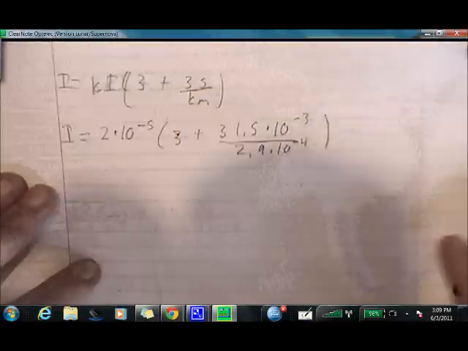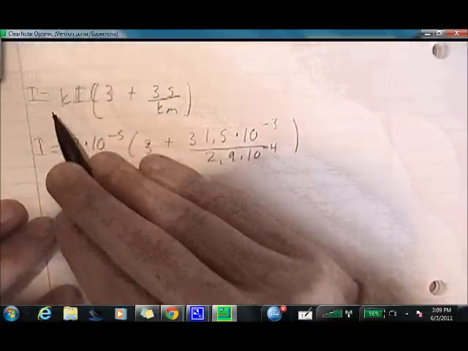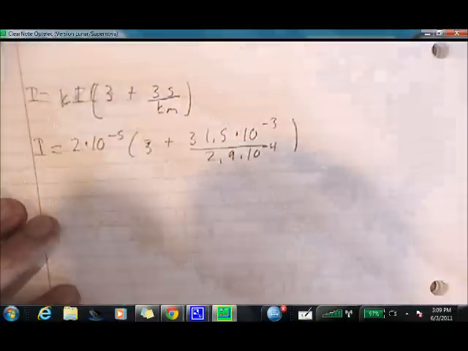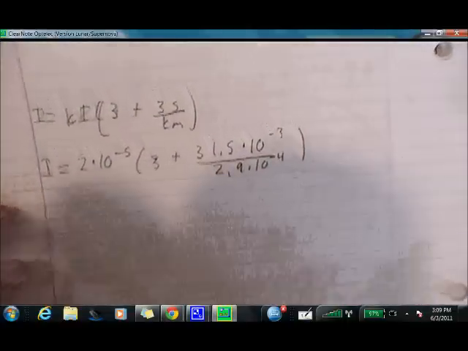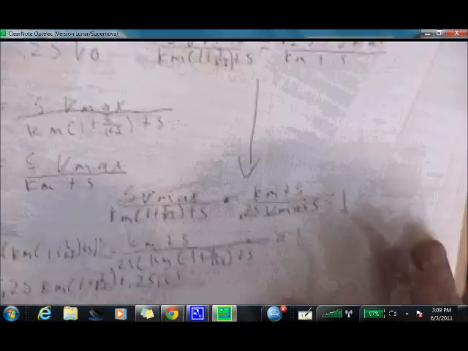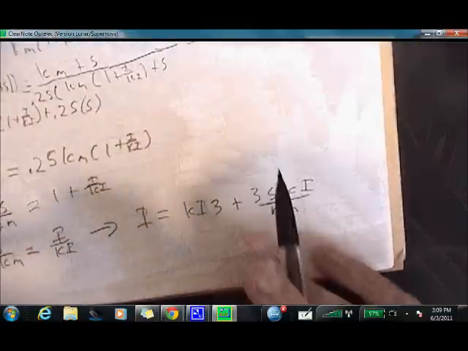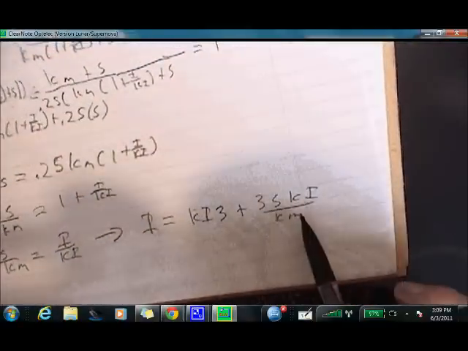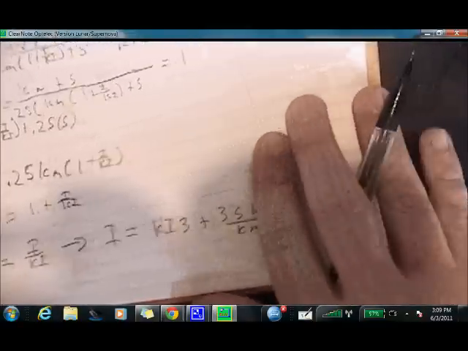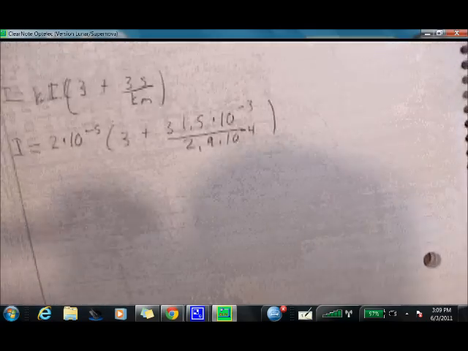Alright, so this is our old equation that I brought over from the last page. The only difference is I noticed while doing this that Ki was a common factor, so I just pulled it out and simplified it. I could have pulled out 3 too, but I didn't.